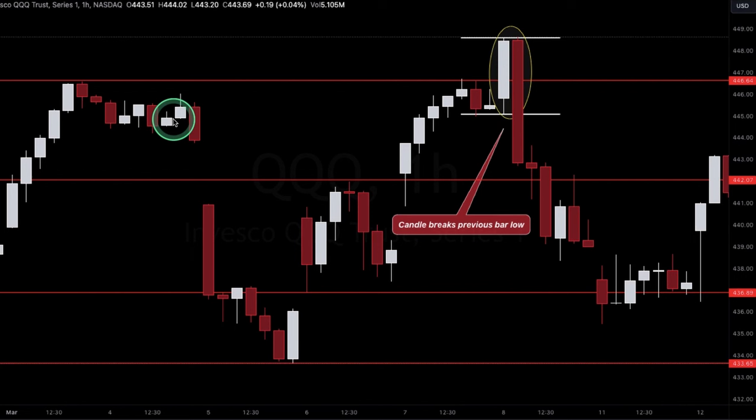Even right here, look, we have a previous bar low, previous bar high, a big red candle takes out the previous bar low right here, this one, and look at the downside following through after. Very big. So you can find these everywhere. You're going to find them on multiple time frames. You're going to find them really on any time frame.